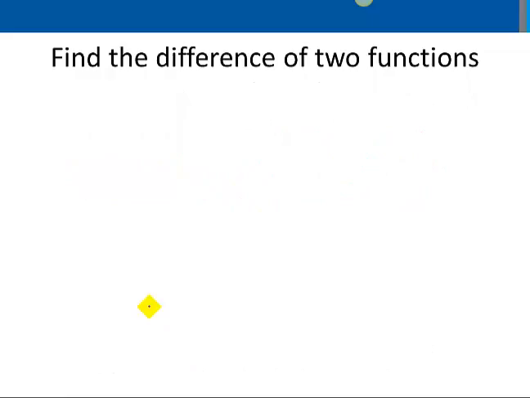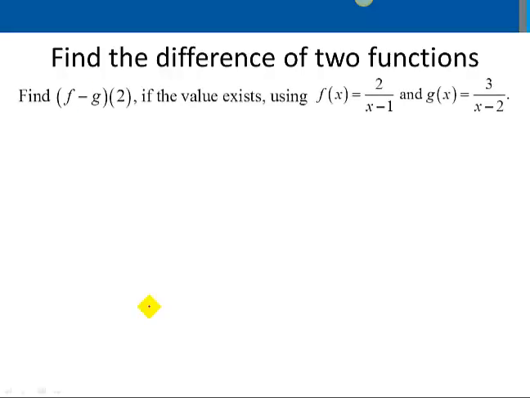Next, let's look at the difference of two functions and try to find the difference f minus g of 2 if the value exists, using f of x equals 2 over x minus 1 and g of x equals 3 over x minus 2. So f minus g of 2 is going to be equal to f of 2 minus g of 2. f of 2 would be 2 over 2 minus 1. g of 2 would be 3 over 2 minus 2.